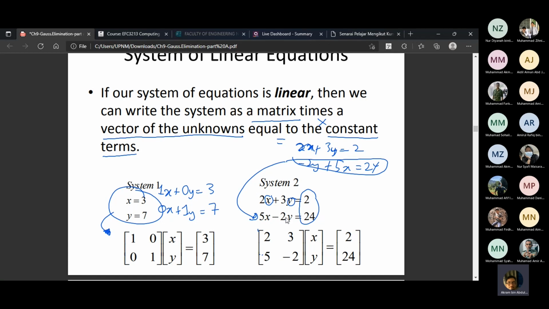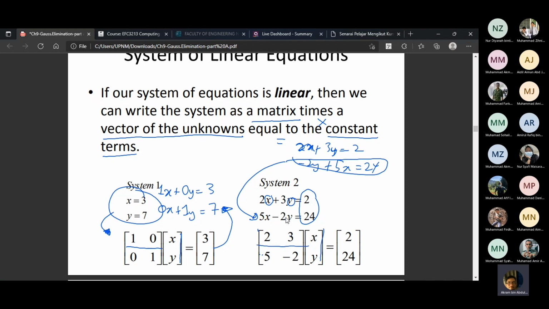Yang mana kalau kamu darab ini balik, kamu akan dapat balik equation ni. Nak tahu betul ke tak kamu punya matrix form kamu ni, kamu darab balik, kamu multiply this matrix, kamu akan dapat balik yang asal. So kali ni dapat x tambah dengan kosong darab y, kosong lah kan. So x sama dengan 3. Ni kosong darab x tambah dengan y. So y sama dengan 7. So dapat balik yang asal. Sama juga yang ni. So kalau you darab, you dapat balik yang asal.